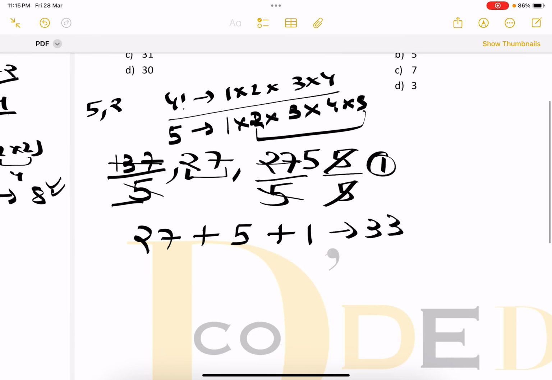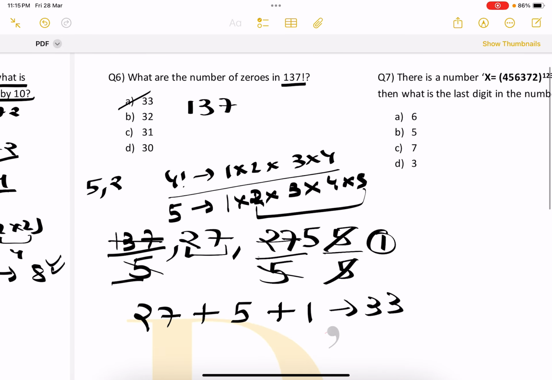You can see this illustration again. How we are solving is like this: for making a 10 or for making a 0, we need what? We need a 5 and a 2. Okay, we need a 5 and a 2. So any 5 which comes would come after 4 factorial, because till 4 factorial there is no 5. So any 5 that comes after 4 factorial, that is in 5 factorial.